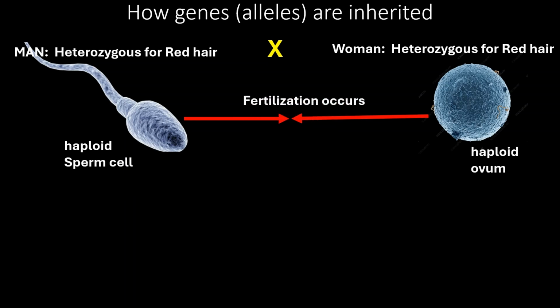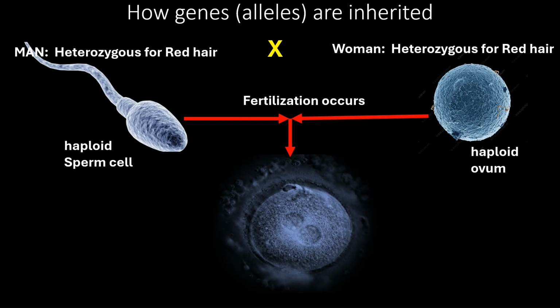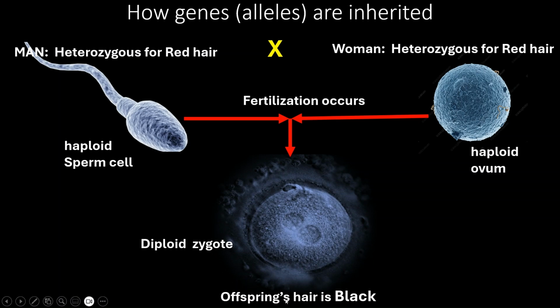That is, fertilization must occur. And then what do you form? A zygote. Now you can see there are two round circles inside the zygote. The circle represents the nucleus. Inside the nucleus is where we have the genetic material. So this zygote is diploid because it has two nuclei, two DNA materials. One came from the father, one came from the woman. That's how it works. And so, what will be the hair appearance of the child? In this particular case, the hair of the zygote or the offspring is black.